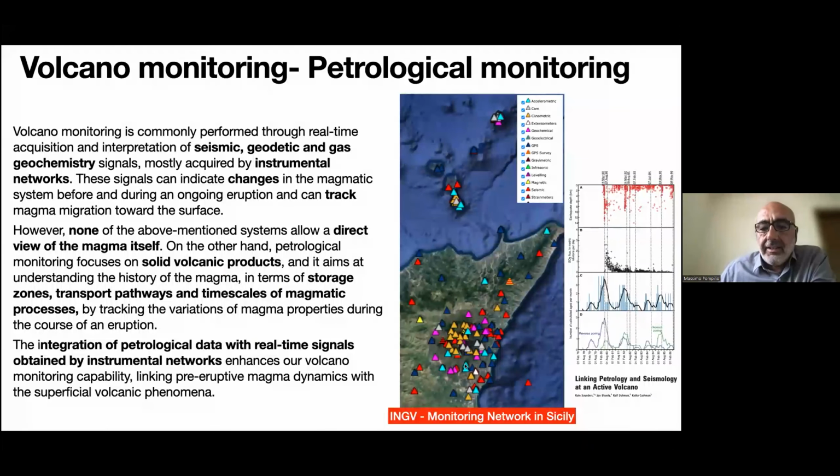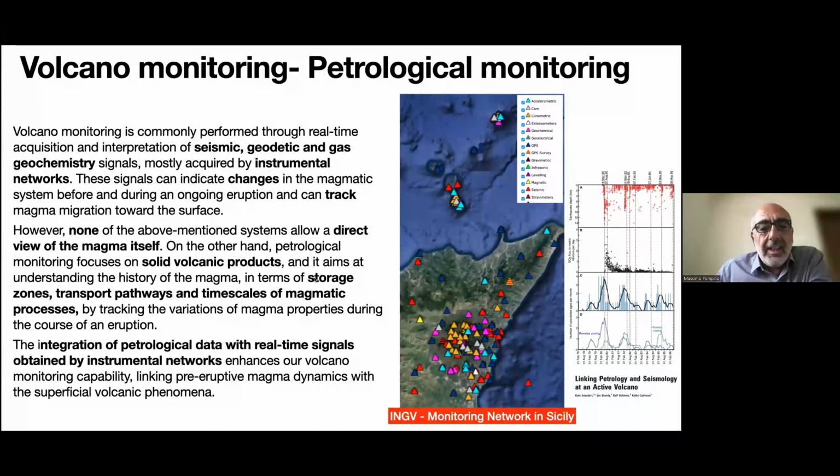You can see here the INGV monitoring network in Sicily. This is Etna, with different kinds of sensors. These are the Aeolian Islands, and this is Stromboli, for example. There are a lot of stations.